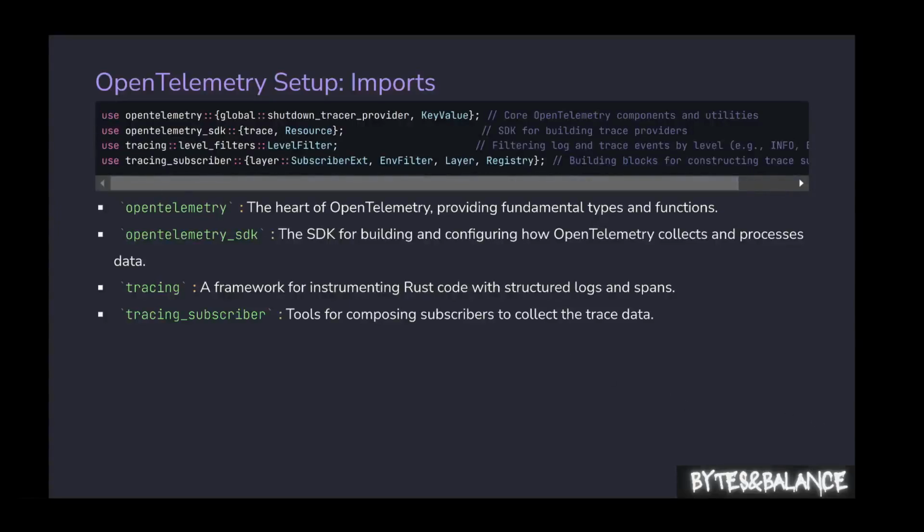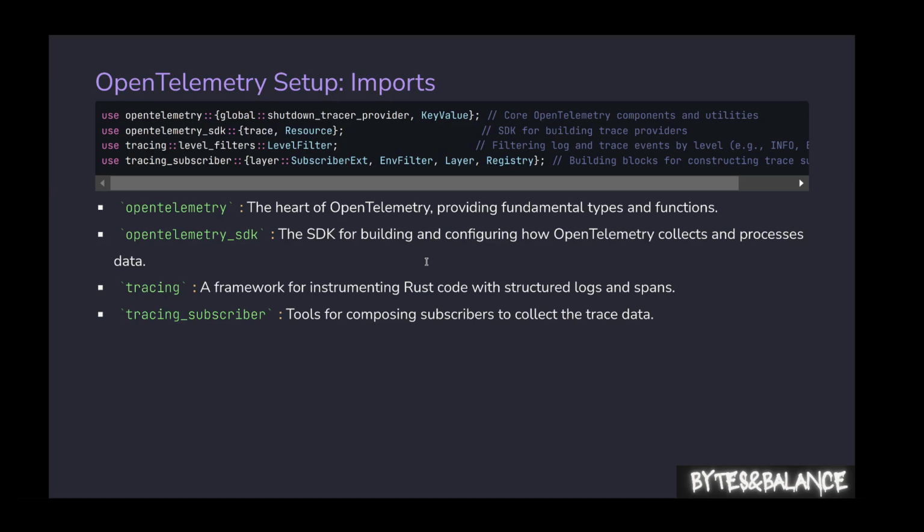At the beginning of our main program, we import some essential libraries. OpenTelemetry provides the core building blocks for OpenTelemetry instrumentation, and includes essential data types like KeyValue, which we'll use to attach attributes to our traces.